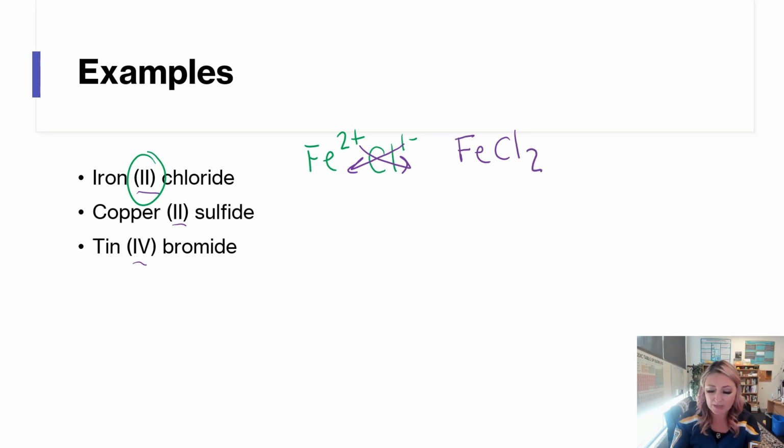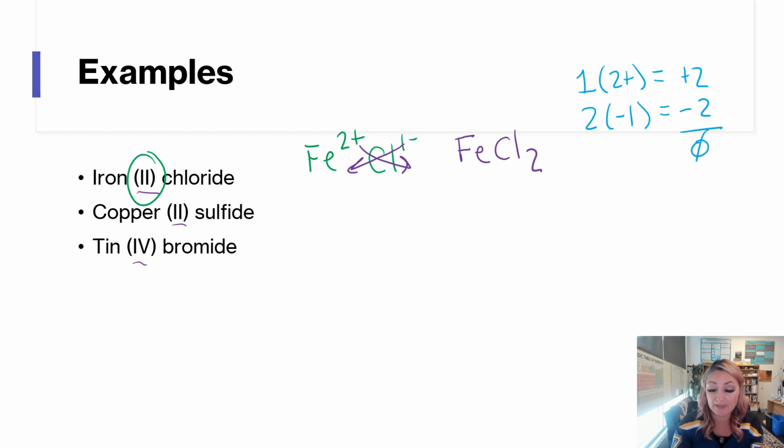And I'm going to double check my math on this. I have 1 iron with a +2 charge. 1 times +2 is +2. And I have 2 chlorine with a -1 charge. 2 times -1 is -2. And that adds up to 0. You can always double check your work to make sure that you have the right ratio of negative charges to positive charges.